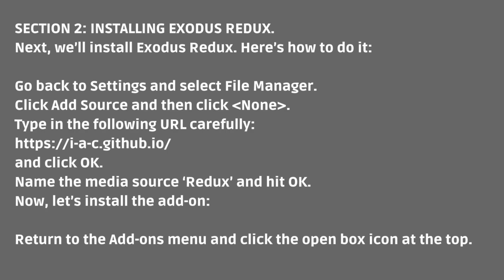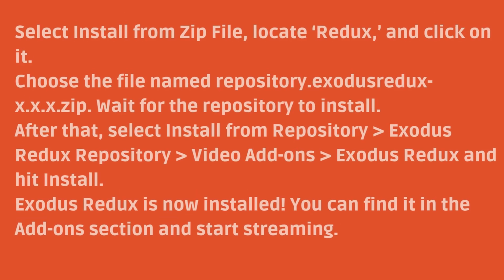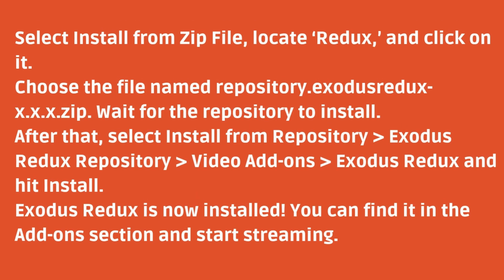Now, let's install the add-on. Return to the add-ons menu and click the open box icon at the top. Select Install from zip file, locate Redux, and click on it. Choose the file named repository.exodusredux.zip. Wait for the repository to install. After that, select Install from repository > Exodus Redux repository > Video add-ons > Exodus Redux, and hit Install. Exodus Redux is now installed. You can find it in the add-on section and start streaming.